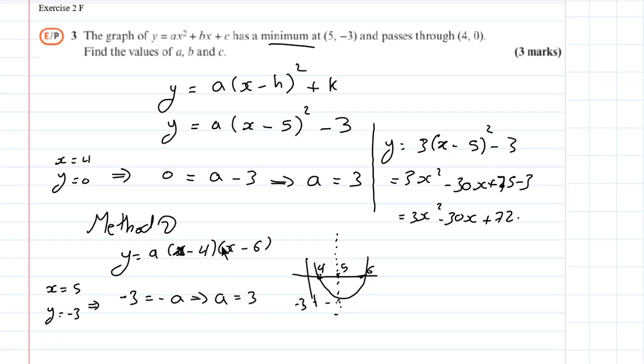So expanding these two brackets and multiplying by 3 again, the final answer should be as the following: x times x, x squared times 3, it will be 3x squared, and then negative 4x, negative 6x, it will be negative 10x times 3, it will be negative 30x, and finally plus 24 times 3 will be plus 72. I think it will be the same answer as this answer.